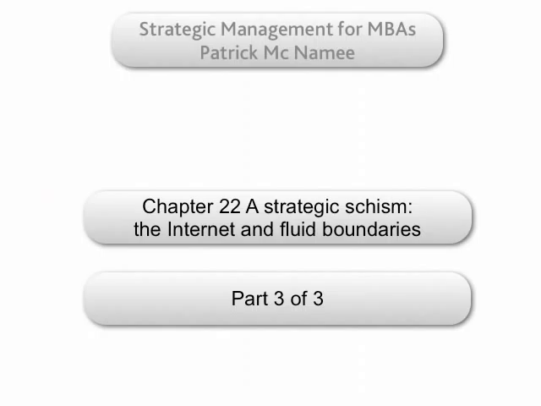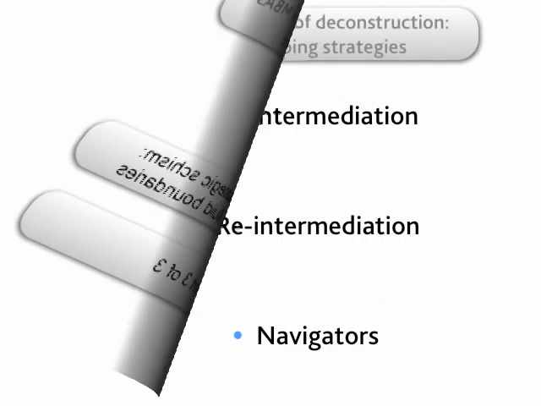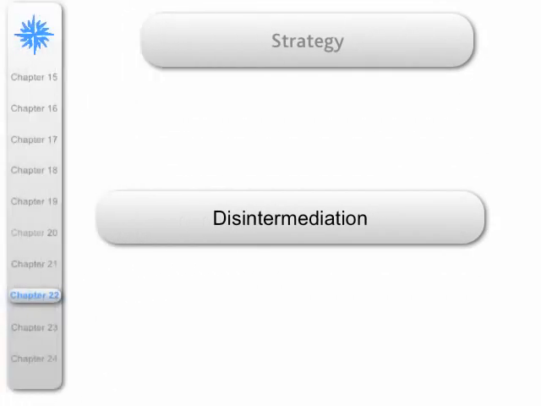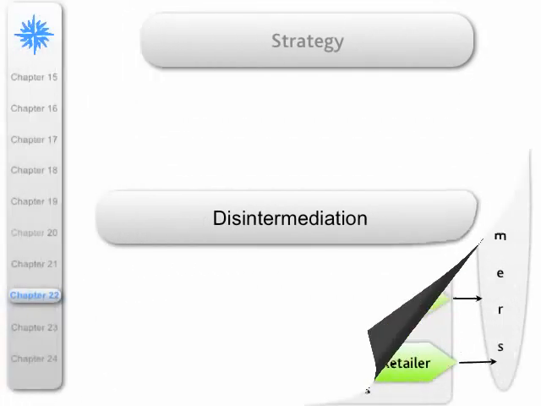I now want to look at the final part of chapter 23, and in this podcast I want to look at three new types of strategy. There is disintermediation, reintermediation and navigators. Let me start with disintermediation.